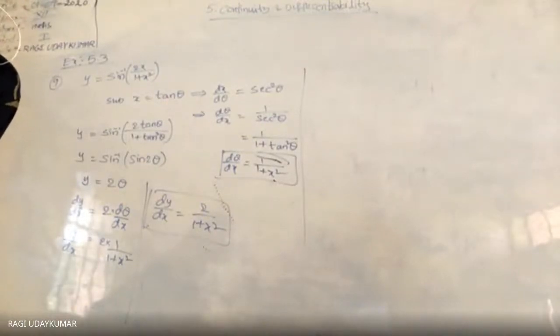Cos y dy by dx equals d by dx of 2x by 1 plus x square, a very lengthy process. So if you do it like that, it becomes very lengthy, so don't try like that. This is enough for you to do. If you try that way, you will also get the same answer, but you need to replace it in terms of x.